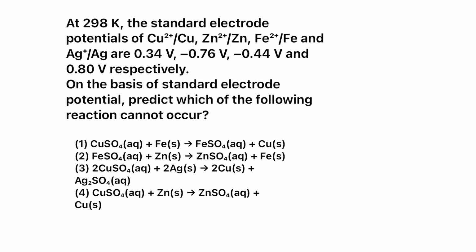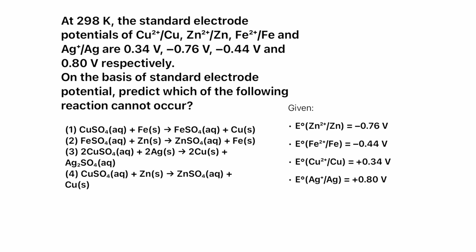2023 NEET paper. At 298 Kelvin, the standard electrode potential of, see, they have given the standard electrode potential of copper, zinc, iron and Ag. On the basis of standard electrode potential, predict which of the following reactions cannot occur. See, they have given some displacement reactions. Okay, 4 options you can see for displacement reactions.